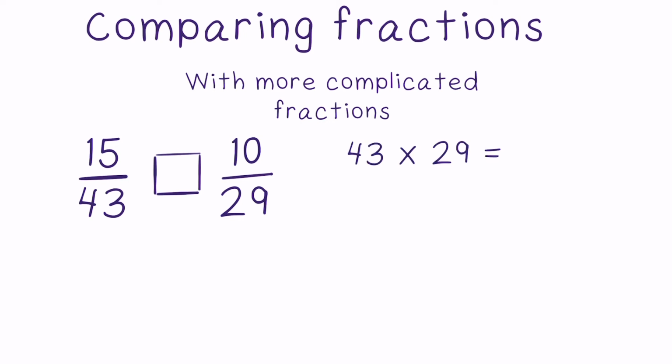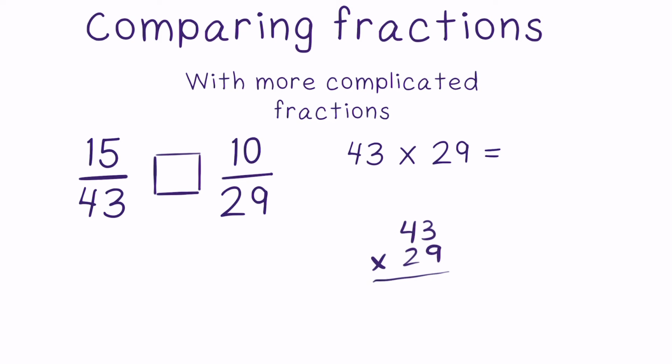So in this example, because 43 and 29 are both prime numbers, we're simply going to multiply 43 times 29 in order to get a number that will work as our common denominator. At this point, this number is large enough that you probably will have to write out the problem to solve it. So let's go ahead and practice 43 times 29.